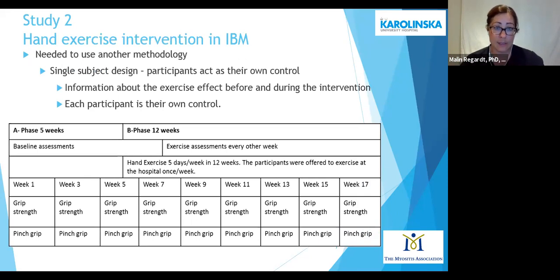Then we did a hand exercise intervention for inclusion body myositis. We learned we needed to do another methodology, so we did a single subject design instead of just a before and after measurement, which means that you have a baseline assessment with repeated measures and also repeated measures throughout the intervention. The participants were supposed to do the exercise 5 days a week for these 12 weeks. As we use this single subject design, the participants act as their own control, which means that we don't need to have so many participants.